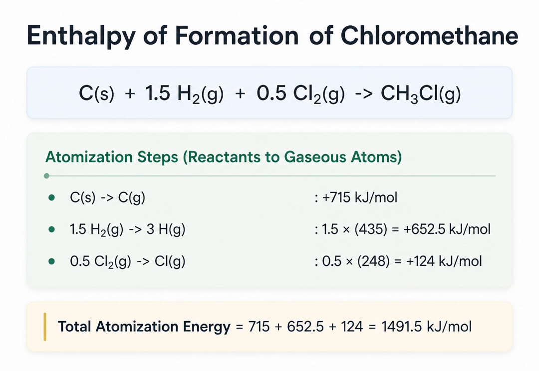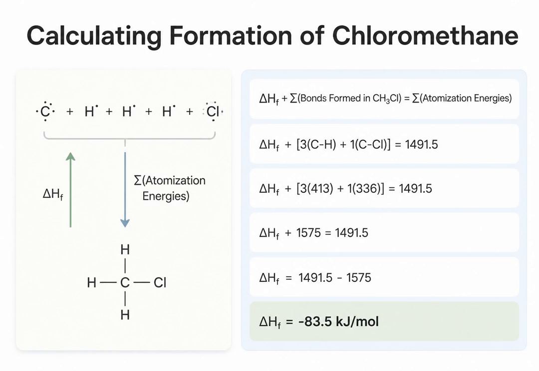We need 1 mole of chlorine atoms, so we multiply the chlorine bond dissociation energy of 248 by 0.5. Summing these gives us our total atomization energy. Setting up our cycle algebraically, the enthalpy of formation plus the energy released by forming the bonds in chloromethane equals the total atomization energy. Chloromethane has 3 carbon-hydrogen bonds and 1 carbon-chlorine bond.